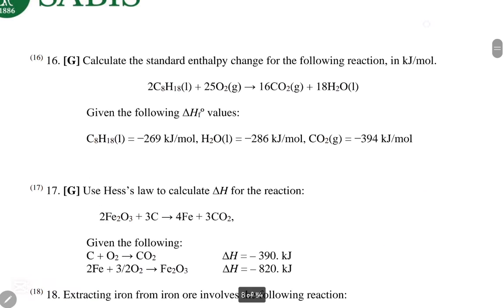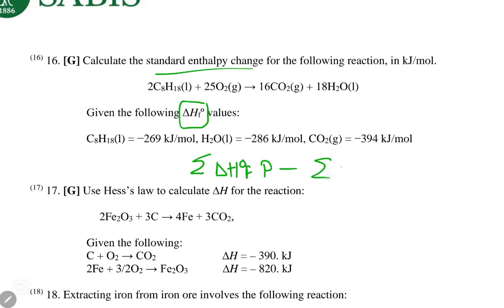Calculate the standard enthalpy change for the following reaction in kilojoules per mole. How do you find the standard enthalpy change? This is the standard enthalpy change of formation. When it's the standard enthalpy change of formation, you're going to do the sum of the delta H of formation of the products minus the sum of the delta H of formation of the reactants, and don't forget to multiply by what? By the number of moles.